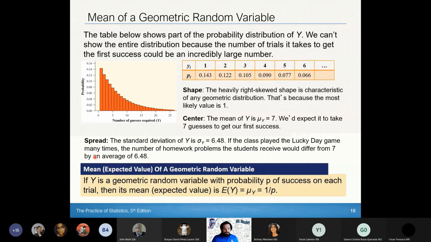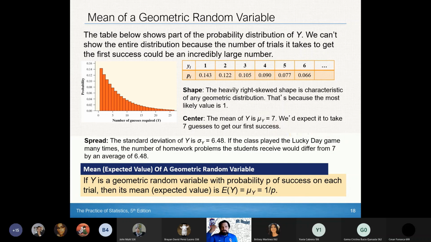And we get this rule, right? The mean or expected value of a geometric random variable. For right now, we're not worrying about how to calculate the standard deviation for a geometric random variable. We're just considering the mean. If y is a geometric random variable with probability p of success on each trial, then its mean or expected value is 1 divided by p. Right, so kind of the most basic formula we've gotten so far for the mean, 1 over p. So in this case, we get the mean of 7 because 1 divided by 1/7 is 7.